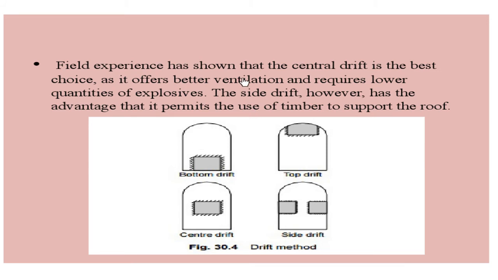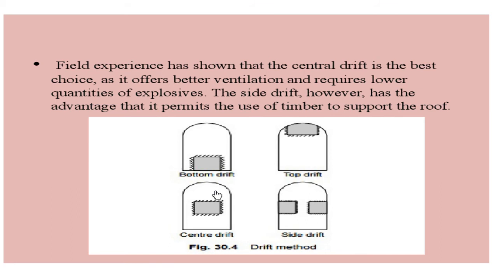The field experience has shown that central drift is the best choice as it offers better ventilation and requires a lower quantity of explosives. The side drift, however, has the advantage that it permits the use of timber to support the roof. So out of all these, it is better to use the center drift. The reason is it provides better ventilation, and the amount of explosives required is less. Around this drift you make small drill holes and put explosives into them, and then they are burst so that excavation of trenches is done.